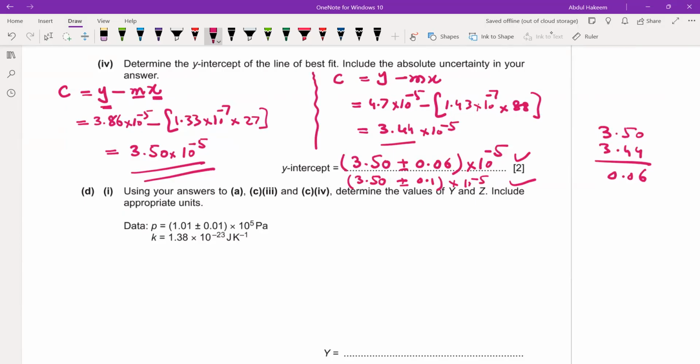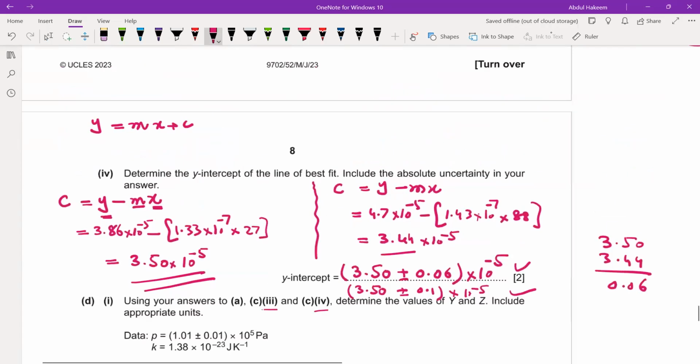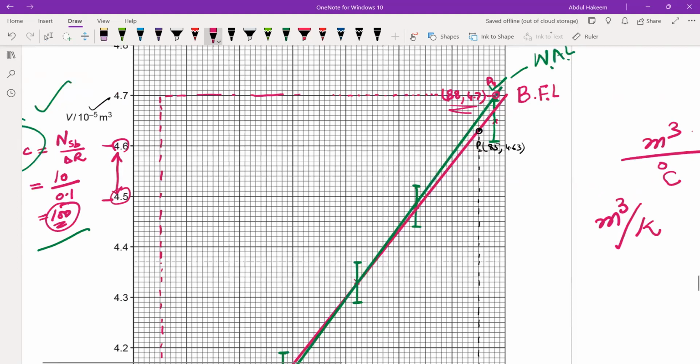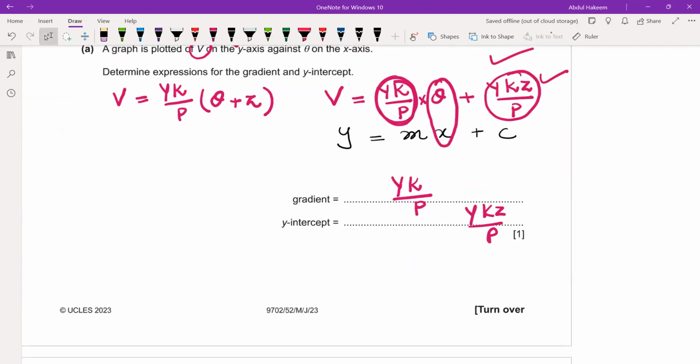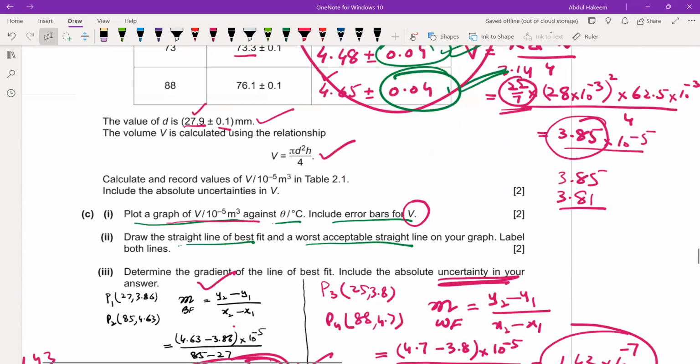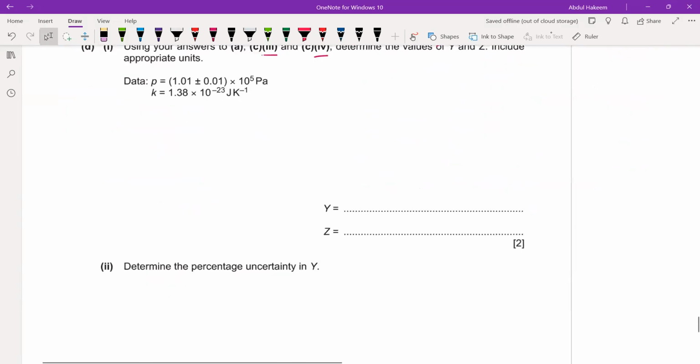Now the next is: use your answer to part C3 in part C4. Determine the value of y, include the uncertainty. Look, in the first part, this y is appearing in the gradient. So the gradient is equal to yk over p. And first y is required. So y is equal to gradient times p over k.